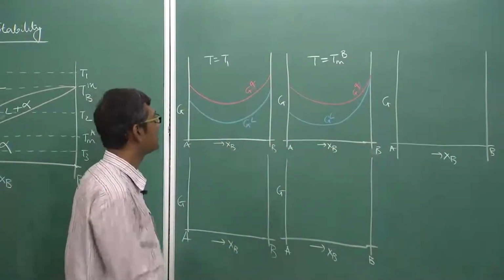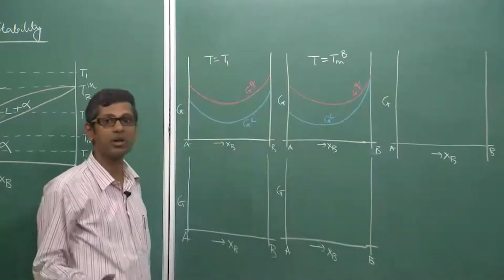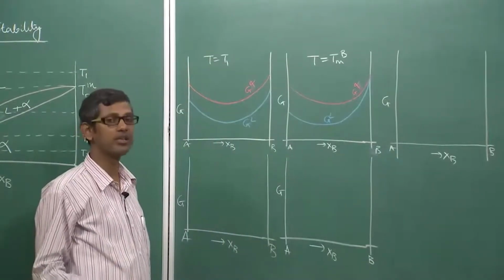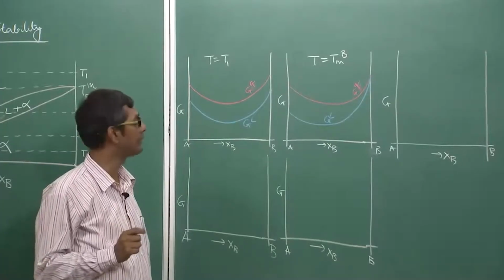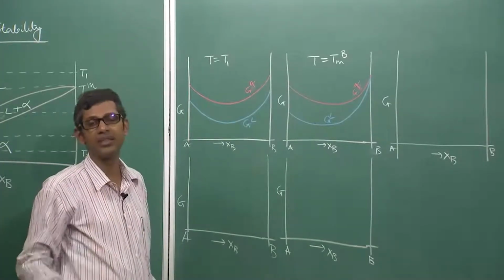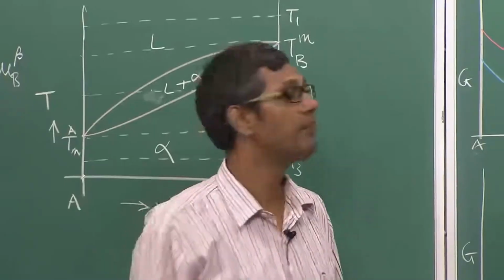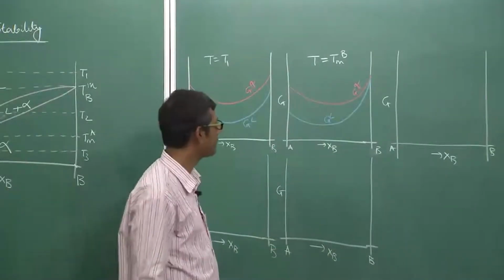So you can clearly see that at the B end only these two curves are meeting. That means the G of the solid alpha solution and the G of the liquid L solution have the same value at this temperature. Because they are meeting only at that point, there is no crossover, only a meeting point. So there is no point in drawing a common tangent.